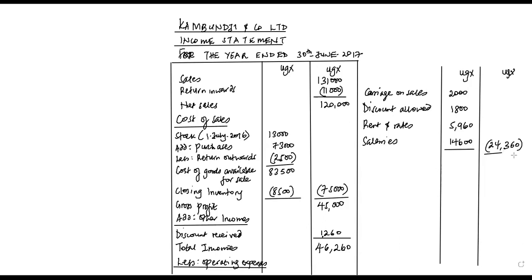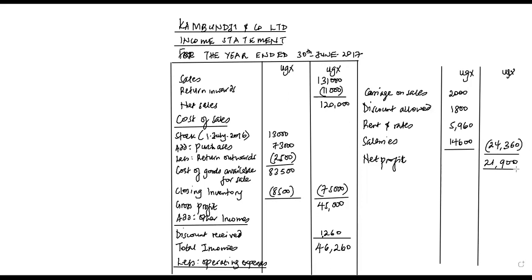So net profit is the gross profit less the operating expenses, but in this case, it is the total incomes of 46,260 minus the operating expenses. We get a net profit of 21,900.